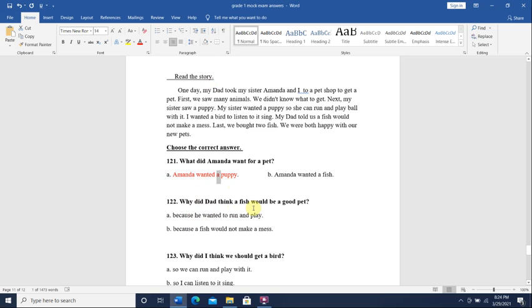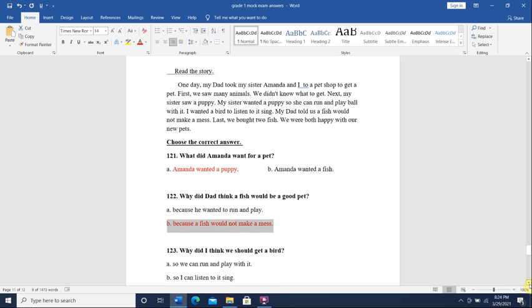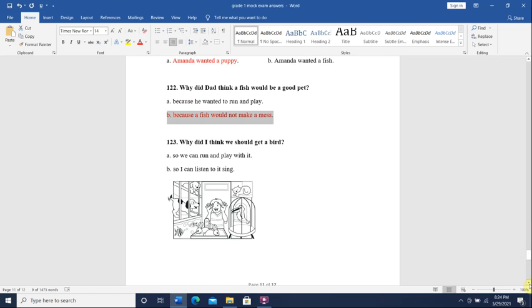Why did Dad think a fish would be a good pet? Because a fish would not make a mess. So here Dad thinks that a fish would not make a mess. That's his point of view. Okay, remember, point of view is what Dad or what a character in the story thinks. So he told them a fish would be a good pet because it would not make a mess. Why did I think we should get a bird? So we can run and play with it, or so I can listen to it sing? B would be the answer. So I can listen to the bird sing.